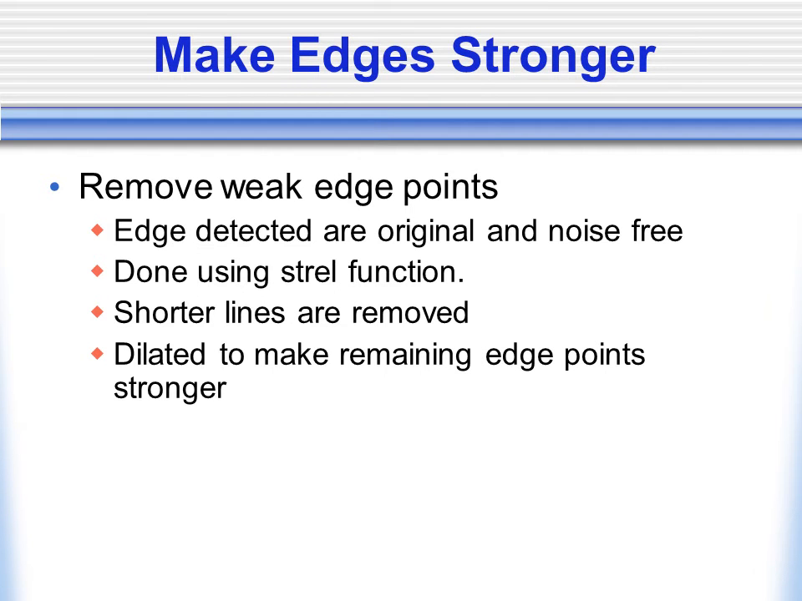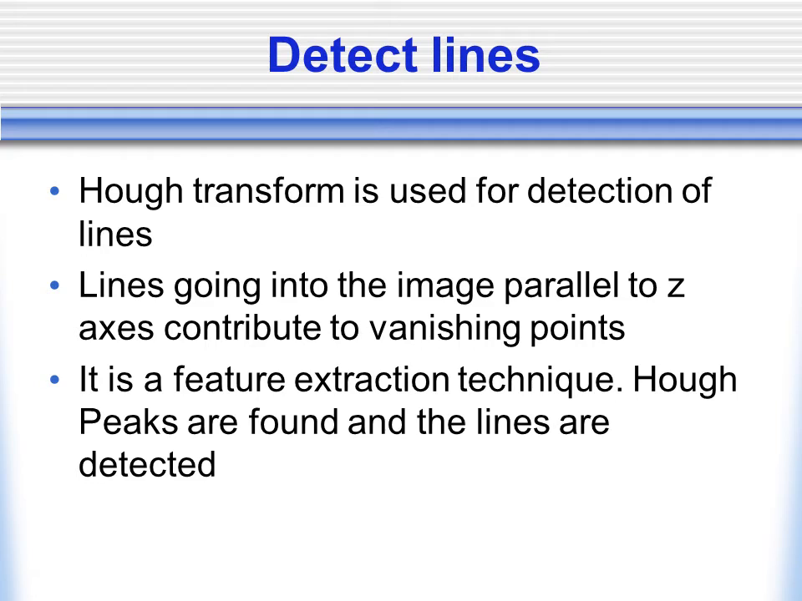I then make the edges stronger. My Canny edge detected image is not totally optimal, and it contains both strong and weak edges. It of course contains false edges too, which are actually not edges. This is done using a strel function where the shorter lines are removed. I then dilate the image to make the remaining edges appear stronger.